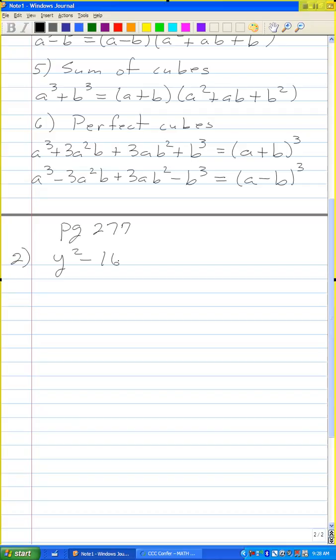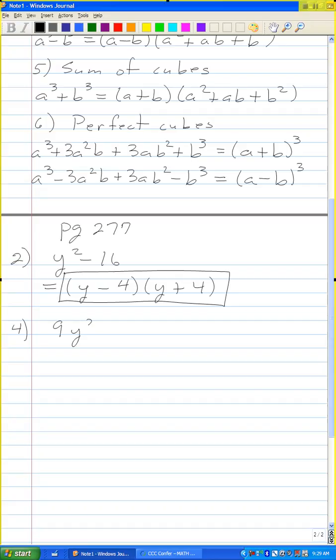I can factor this using the special factorization, the difference of squares. So this factors into the square root of y squared, which is y, the square root of 16, which is 4, times the same quantity, except instead of putting a minus, I'll put a plus. And so this is the product of the sum and difference of two terms. Let me do problem number 4.